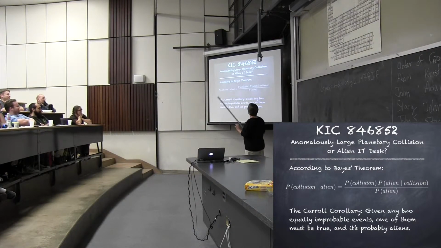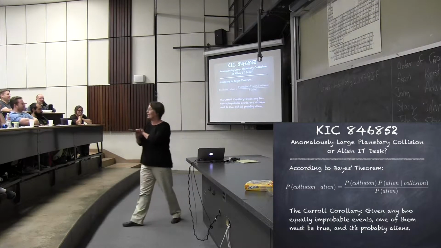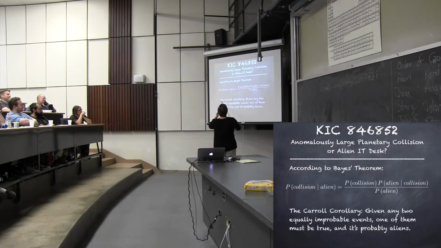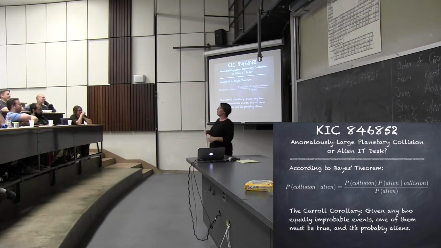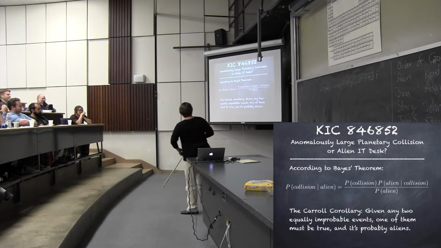So according to Bayes' theorem, we have this awesome way of calculating probabilities, right, from Bayesian statistics. And so we have the probability of the collision folded in with the probability that it's an alien, and we find that if we just calculate it this way, we should be able to figure out, even without knowing anything or taking any more data, but just from statistics, that it's aliens.